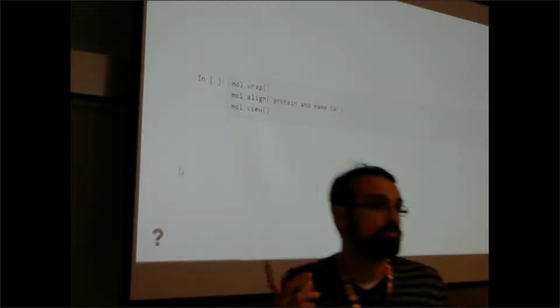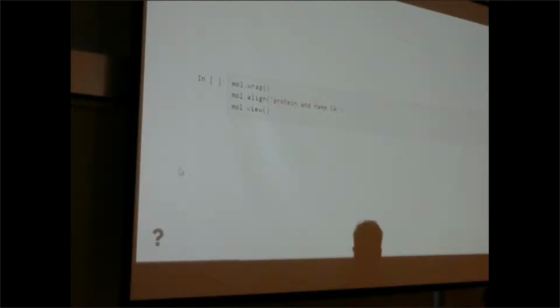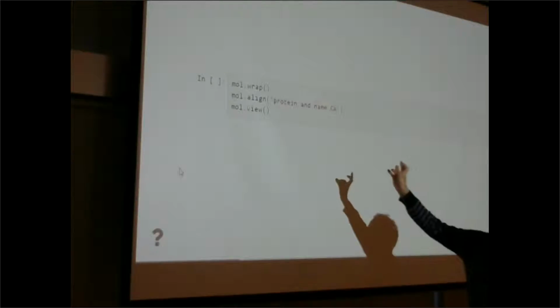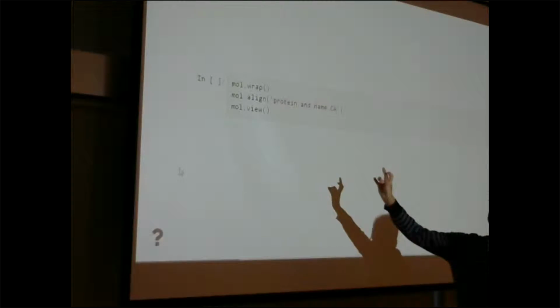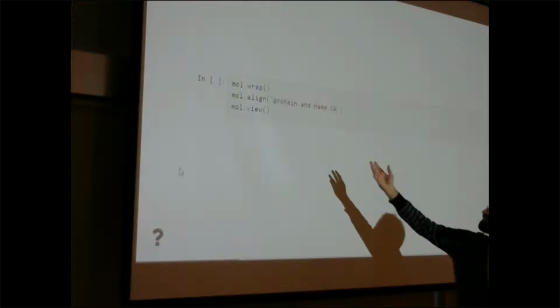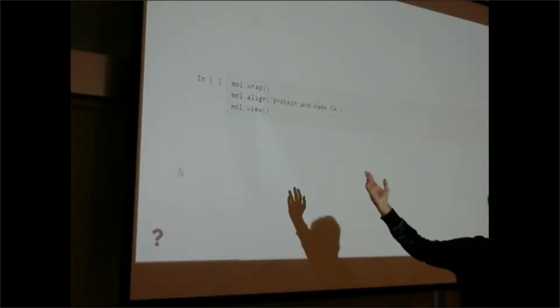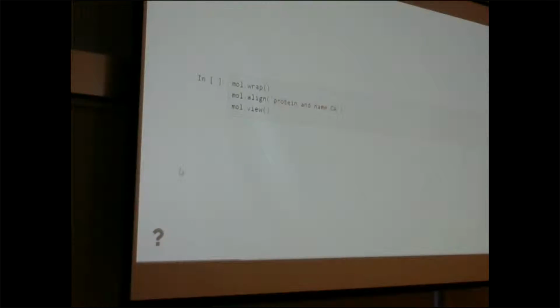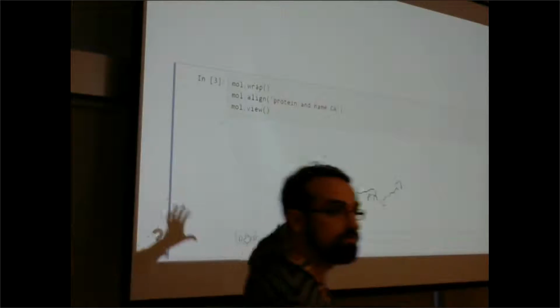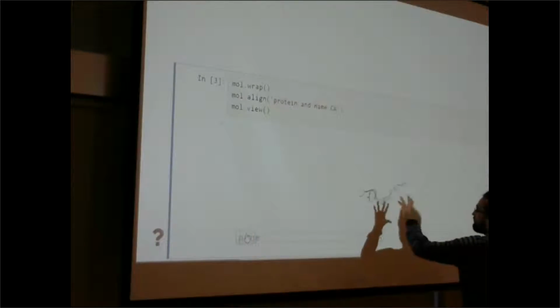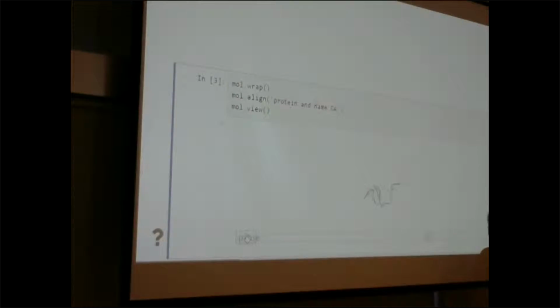You can use them to wrap the periodic boundary conditions and to align the protein given an appropriate selection. In this case, protein and name CA is okay, which many people use. Then we can do this process of visualizing again, and now you see that it's no longer fluctuating around, it's already aligned. This is just an extra that was missing from the morning, I guess. Okay.